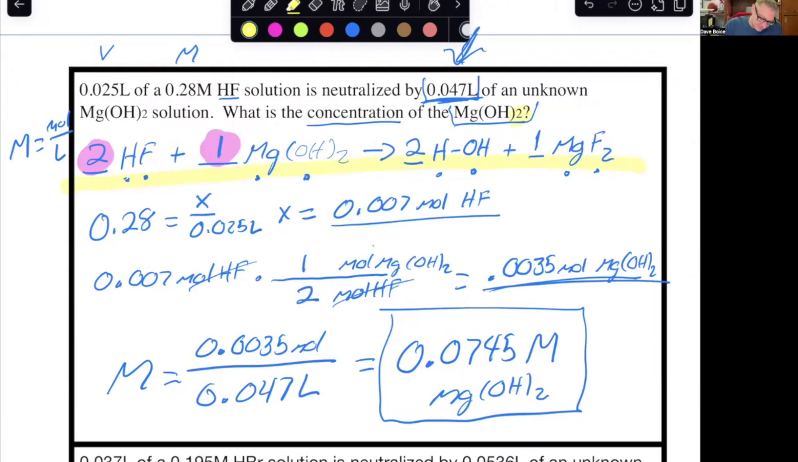Okay, so next what I did was I took my concentration and my liters and solved for moles of hydrofluoric acid. And from here, I did my mole-to-mole ratio. So however many moles I have of my acid, I can use my mole-to-mole ratio that's in the formula to find the number of moles of the hydroxide. Once you find that, you're in pretty good shape because you also have liters right here for you. And just do moles divided by liters, and that is going to give you your molarity.